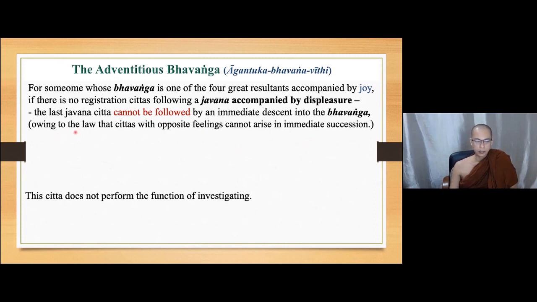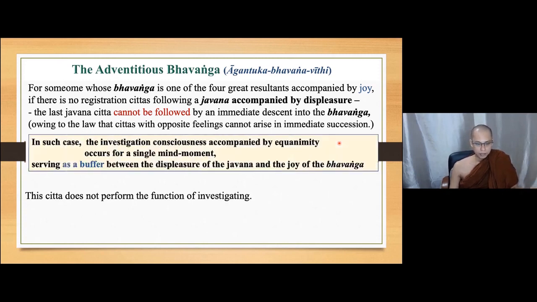This is the law: owing to the law, chitta with opposite feeling cannot arise in immediate succession. So here, the investigating consciousness accompanied by equanimity arises as the adventitious bhavanga, but it is not the normal bhavanga, because the normal bhavanga apprehends the same object as the patisandhi. Patisandhi, bhavanga, and chuti have the same object. Here, although it is called bhavanga, the adventitious bhavanga does not take the same object as patisandhi and chuti. That's why it is not the normal, original bhavanga, also called the root bhavanga.